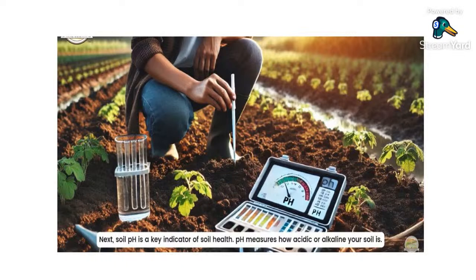Soil pH is a key indicator of soil health. It measures how acidic or alkaline the soil is. The soil pH measures the hydrogen ion concentration in the soil solution and indicates whether the soil is acidic, neutral, or alkaline. The soil pH scale varies from 0 to 14. If the value is 7, the soil is neutral. If the pH is below 7, it indicates acidity. If the value is above 7, it indicates alkalinity in the soil.